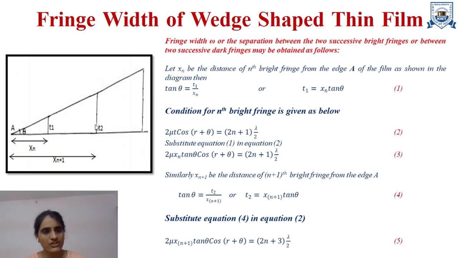Similarly, for another bright fringe, xn plus 1 is the distance of the (n plus 1)th bright fringe from the edge A. In the same way, tan theta is perpendicular upon base. Perpendicular is T2 and base from the edge is x of n plus 1. So my T2 is equal to xn plus 1 tan theta, equation number 4. In the same way, I will substitute equation 4 in equation 2. So I will get 2 mu xn plus 1 tan theta cos(r plus theta). This is equal to, instead of n, I write n plus 1, so the equation will be (2n plus 3) lambda by 2. That is my equation number 5.